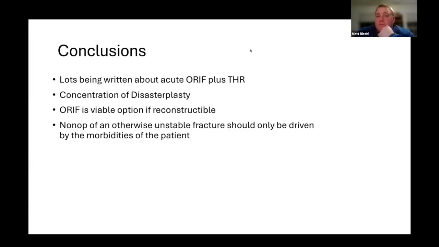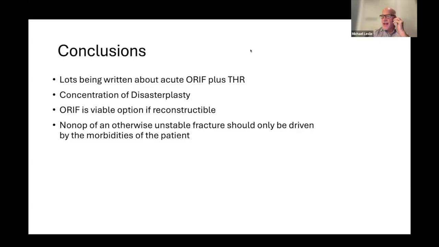Perfect. A quick one here. So we've heard a few comments about earlier mobilization with fix and replace. Is everyone letting them weight bear straight away, or is anybody limiting them? That's an interesting question that I ask myself all the time.